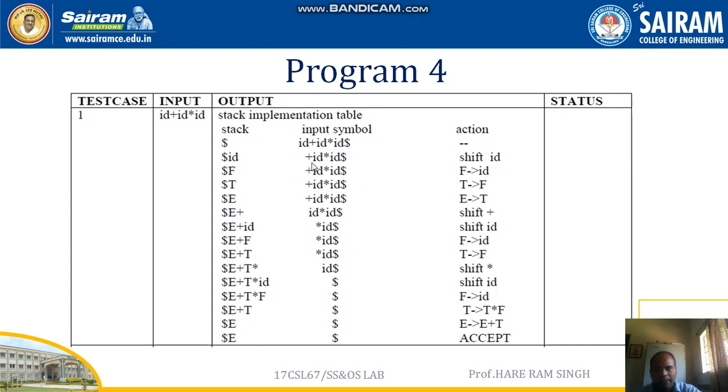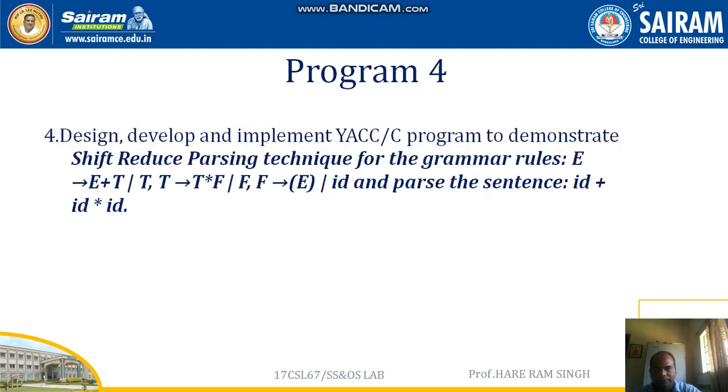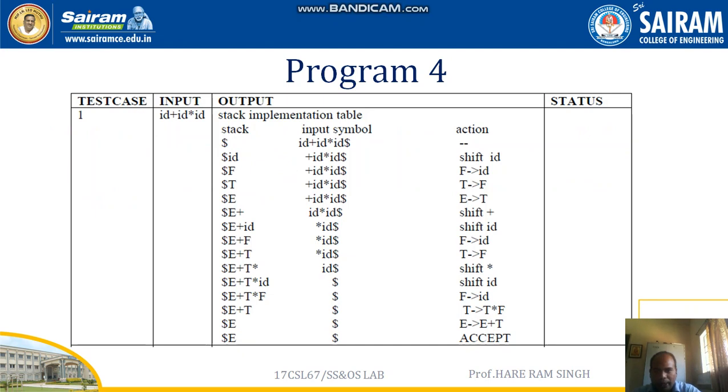Now what action can be taken under the grammar? ID will be reduced to F. How? Let us see the grammar. Here F tends to E or ID. So if ID is there, ID can be replaced by F according to the grammar. So here ID is replaced by F, and the input symbol will be the same.